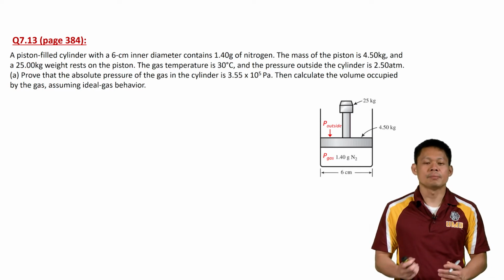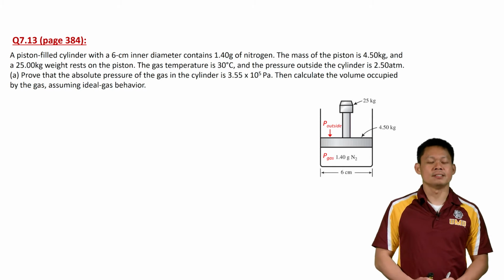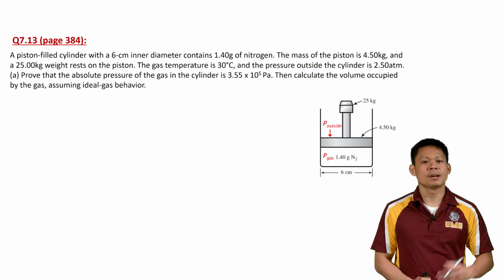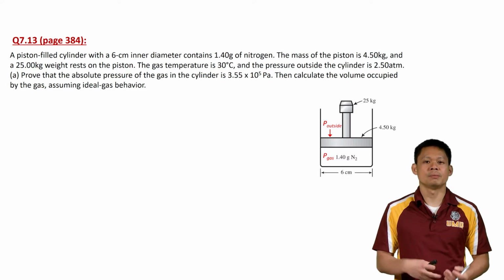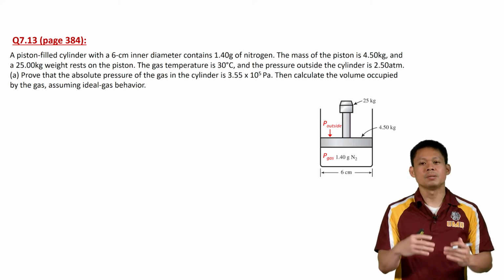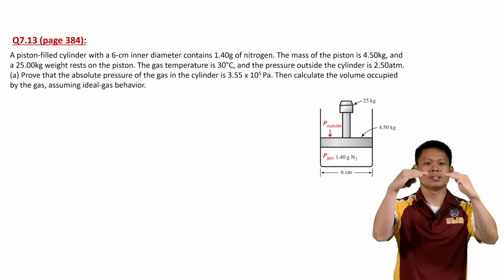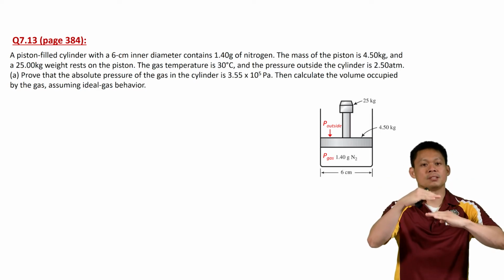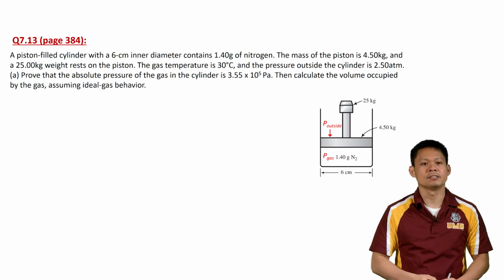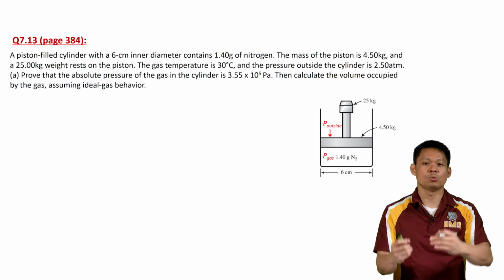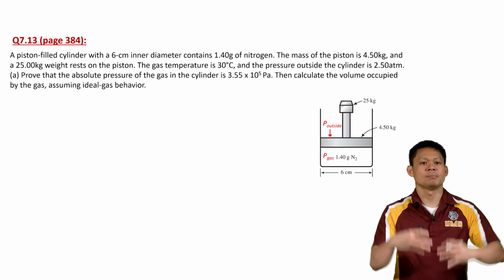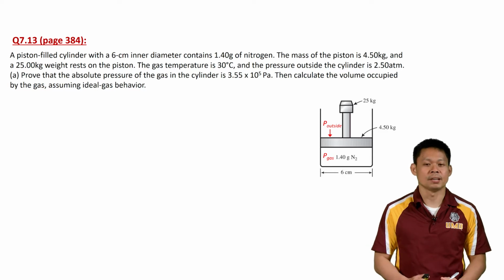So to calculate the absolute pressure of the gas, or to prove that it is the value stated in the question, we're going to do a force balance. Going back to physics, this is at equilibrium, so the piston is not moving, which means all the forces pushing this piston down are balanced by all the forces pushing this piston up. What are the forces pushing it down? You have the pressure from the outside, and you have the two weights. And what is holding this piston up is just the pressure exerted by the gas.